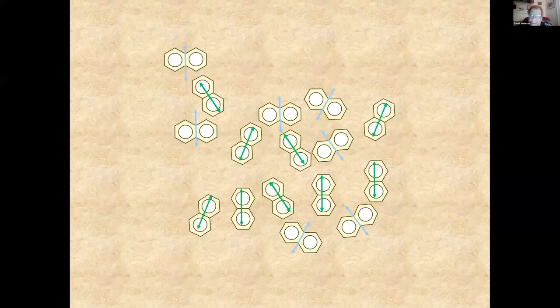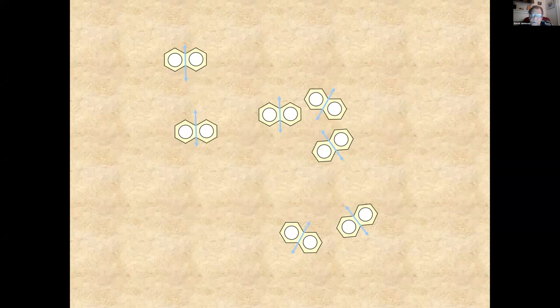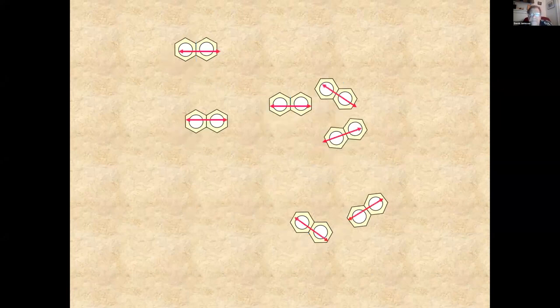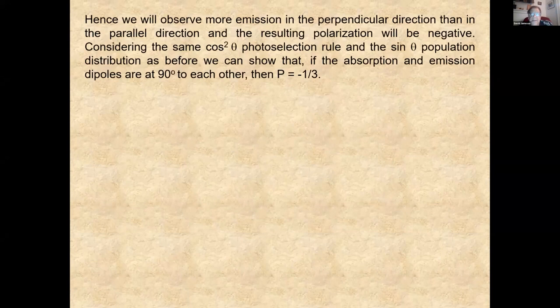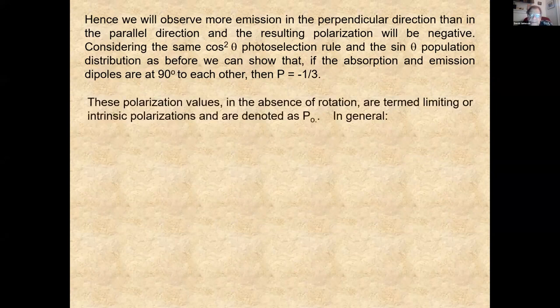There's the old population, okay? This is a different one. And again, the emission dipole is now in this direction. So the polarization will be at a large angle. And in fact, you go through all the calculations we did before to get plus 1/2. If it's oriented at 90 degrees, the emission and absorption dipole, you can have a polarization of minus 1/3.